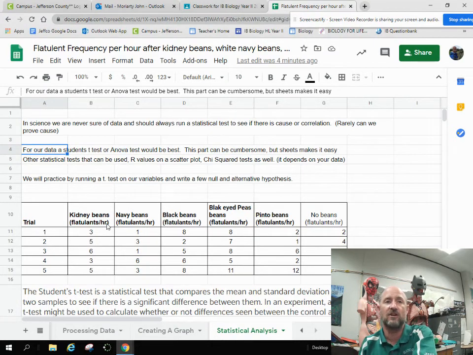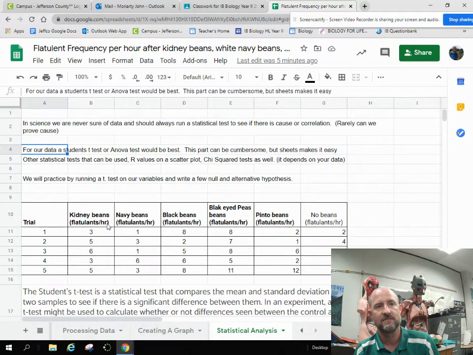So, as I was saying on our graph, we're never sure about our data in science, and we should always run a statistical test to see if there's cause or correlation. I want you to be very aware that most of us will never be able to prove cause. Cause is a very high place. So normally we're just looking for a correlation between things. That correlation may point to cause at some point, but be sure in your evaluations not to really push the idea of cause, because that's not good science.